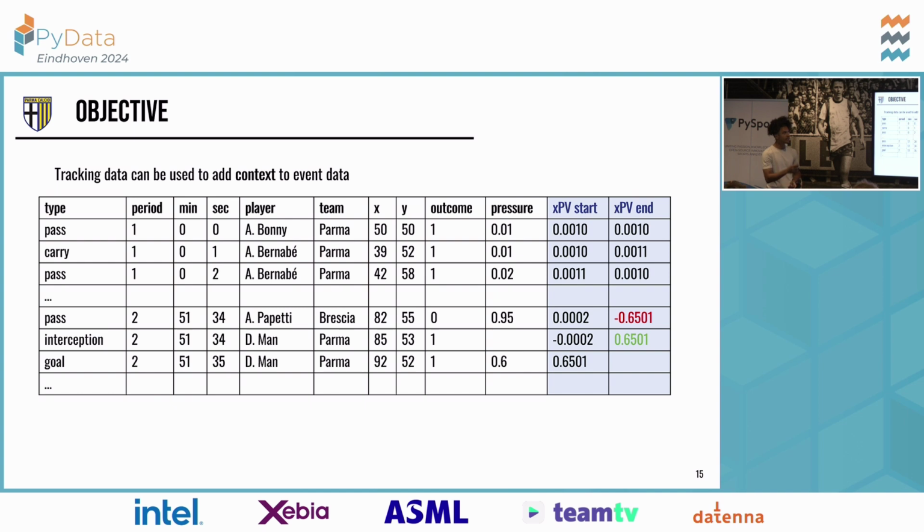Another thing that we can add is the expected possession value at the start and at the end of each event. And this helps us quantify how much each event contributed towards winning the game or losing the game. So here with his interception, Dennis Mann, the player from Parma, generated an XPV of 0.65, and then he concluded with a goal. So these are just some examples of columns that are tracking based and that we can add to event data, but there are actually many more.